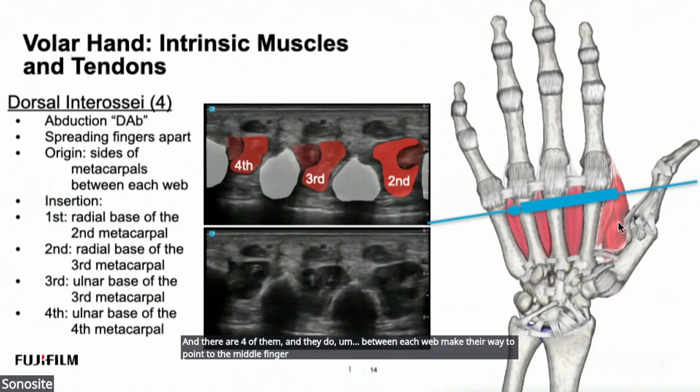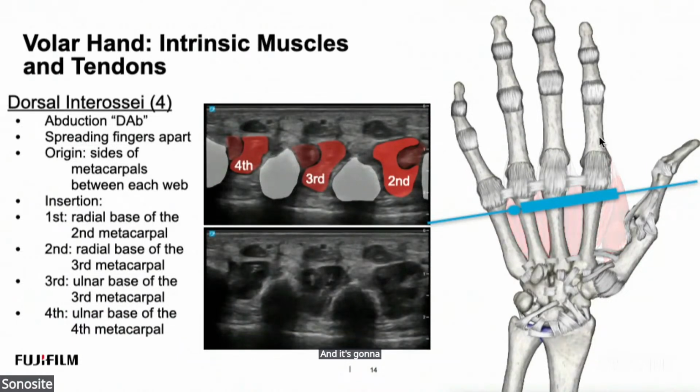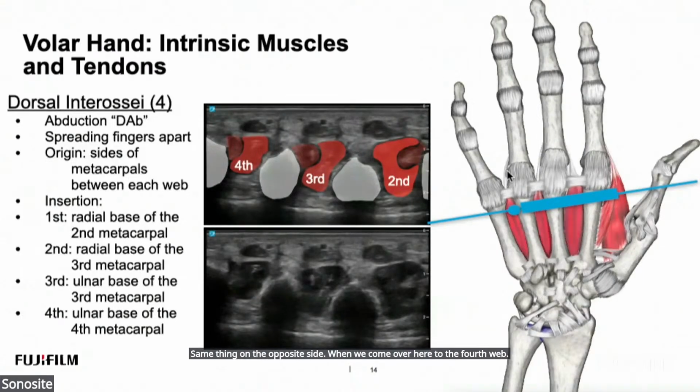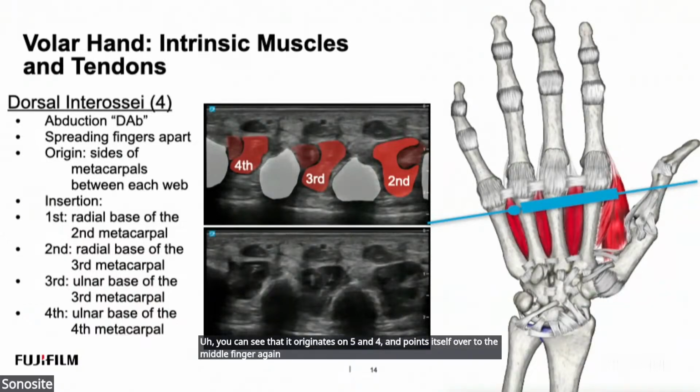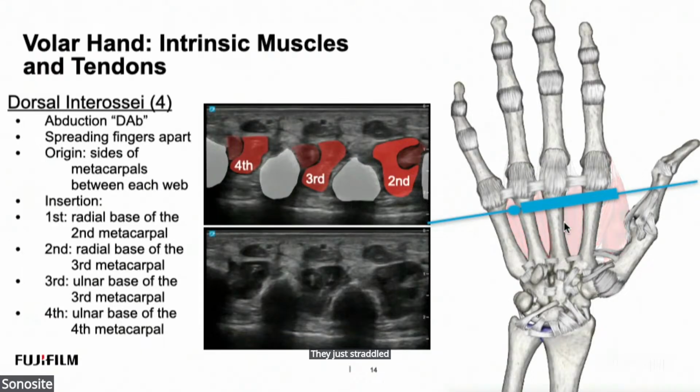So the first web, for example, can't cross over here, so it's got to stay on this side, and it's going to point towards the middle finger by inserting on this side of the second digit. Same thing on the opposite side. When we come over here to the fourth web, you can see that it originates on 5 and 4 and points itself over to the middle finger again. And then when we get into the second and third webs, they just straddle the gap between the metacarpals and point to the mid shaft of the middle again.